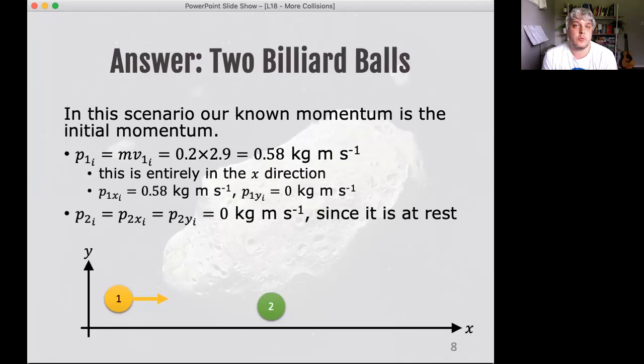We know the initial momentum because we're told the speed of the yellow ball, or the velocity, because we're told the direction as well, and we know that the green ball is at rest. So ball 2, I've added in the 1 and 2 on the balls now since I'm starting to introduce my notation.